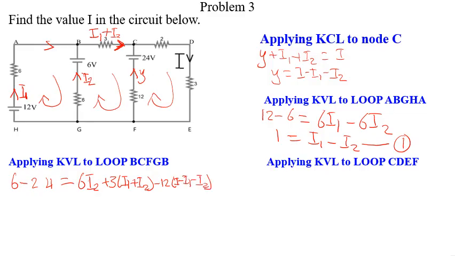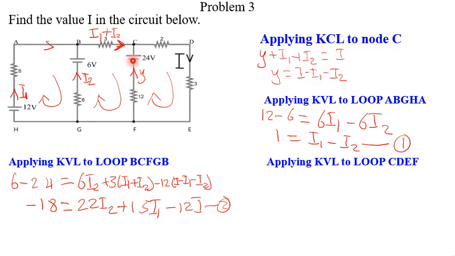Then after solving everything here, we get our answer as minus 18 equals 22I2 plus 15I1 minus 12I, which becomes our equation 2. Then we also apply KVL at the last loop. Applying KVL at the last loop, we realize that we are going in the clockwise direction here too.